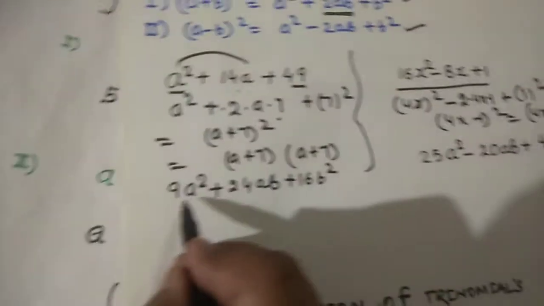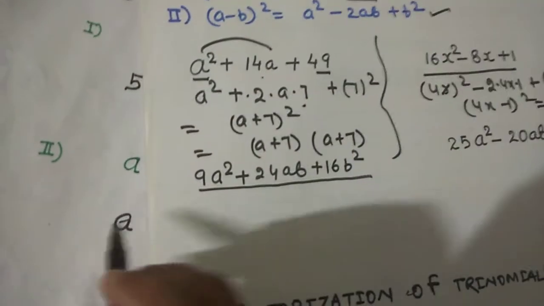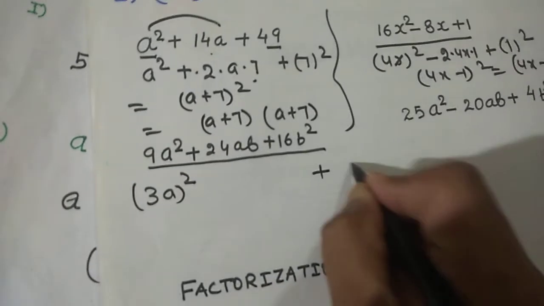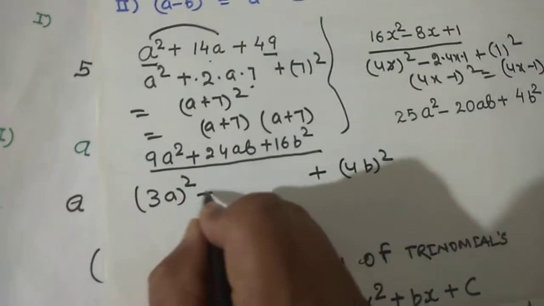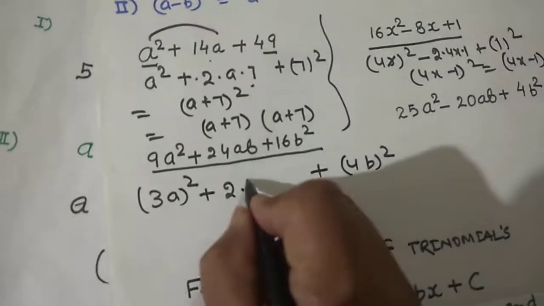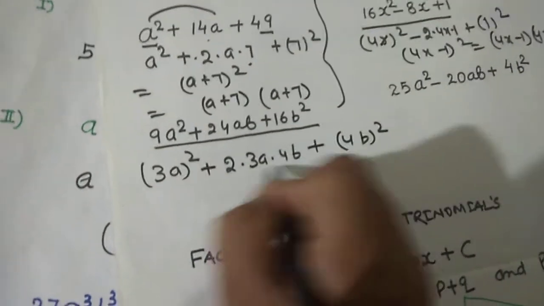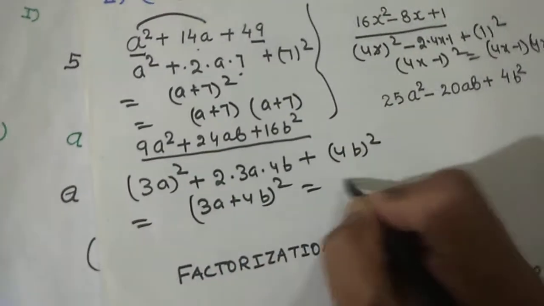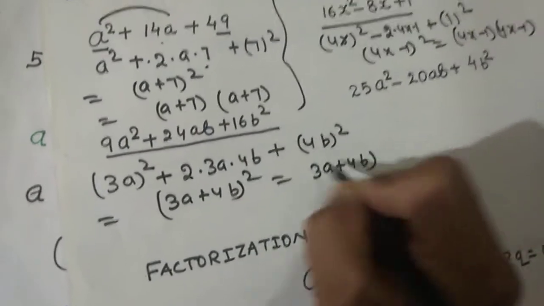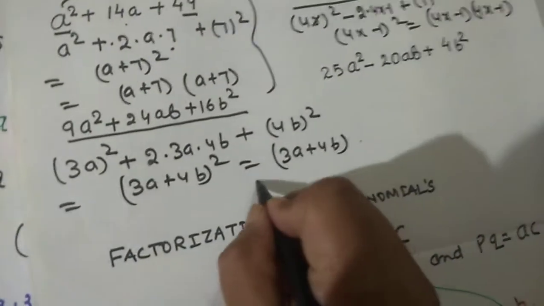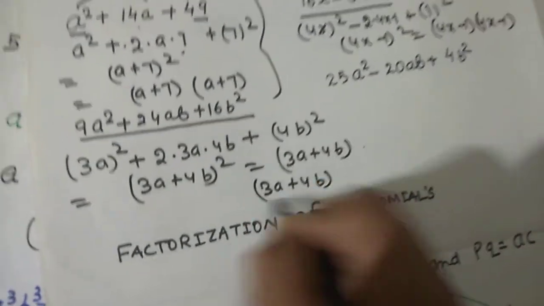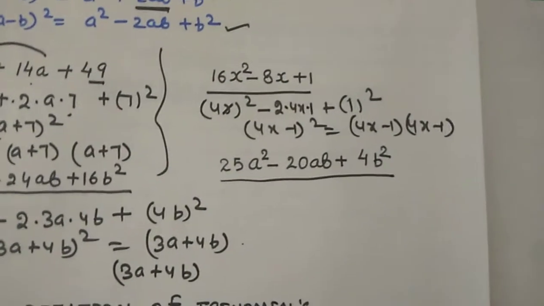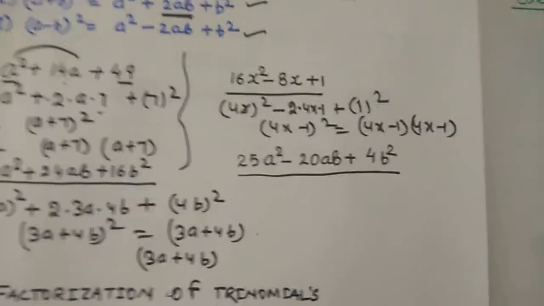Complete. Now you check this question: 9a square plus 24ab plus 16b square. 9a square is 3a whole square, 16b square is 4b whole square, plus 2 times 3a times 4b. So this is 3a plus 4b whole square. This one is the homework. You go and check, find the factorization.